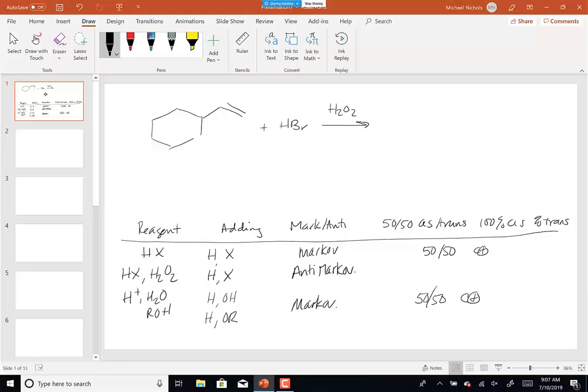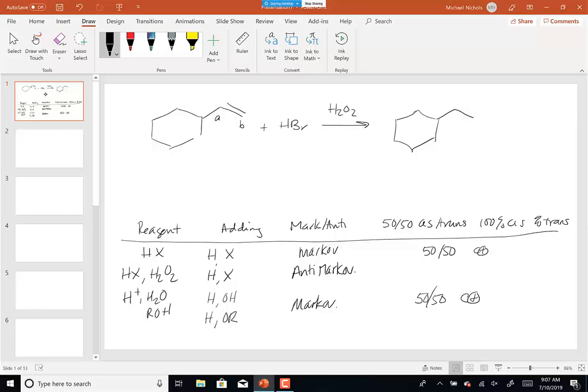So what would be the major product of this reaction? How are you going to write that product? I'm going to write the molecule without the double bond, because that's the skeleton of the molecule. I'm adding two things to the double bond. I'm adding something to carbon A and something to carbon B. Well, what am I adding? If I look at my chart, I'm adding H and Br.